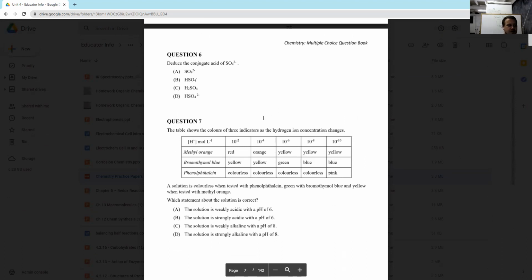All right, conjugate acids. I'm going to do the real maths and type questions next week. We'll probably do an hour and a half. I'm feeling nice next week. So conjugate acids, remember what constitutes an acid?